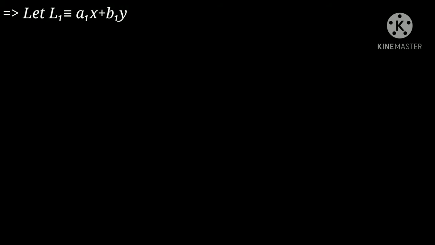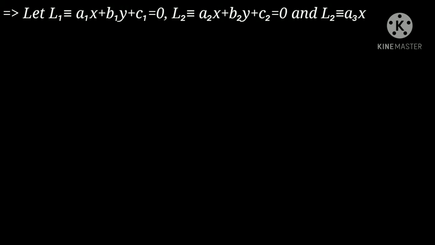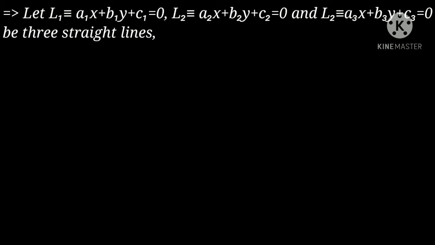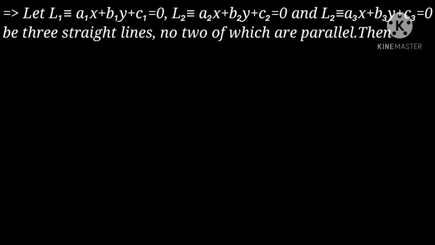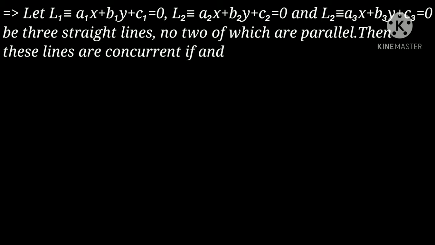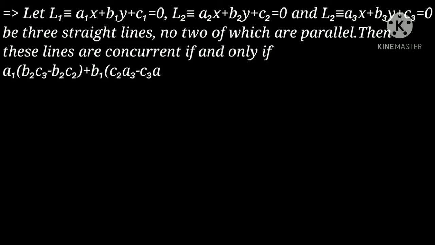Next, let L1 identically equal to a1x plus b1y plus c1 equal to 0, L2 identically equal to a2x plus b2y plus c2 equal to 0 and L3 identically equal to a3x plus b3y plus c3 equal to 0 be three straight lines, no two of which are parallel. Then these lines are concurrent if and only if a1 into (b2c3 minus b3c2) plus b1 into (c2a3 minus c3a2) plus c1 into (a2b3 minus a3b2) equal to 0.